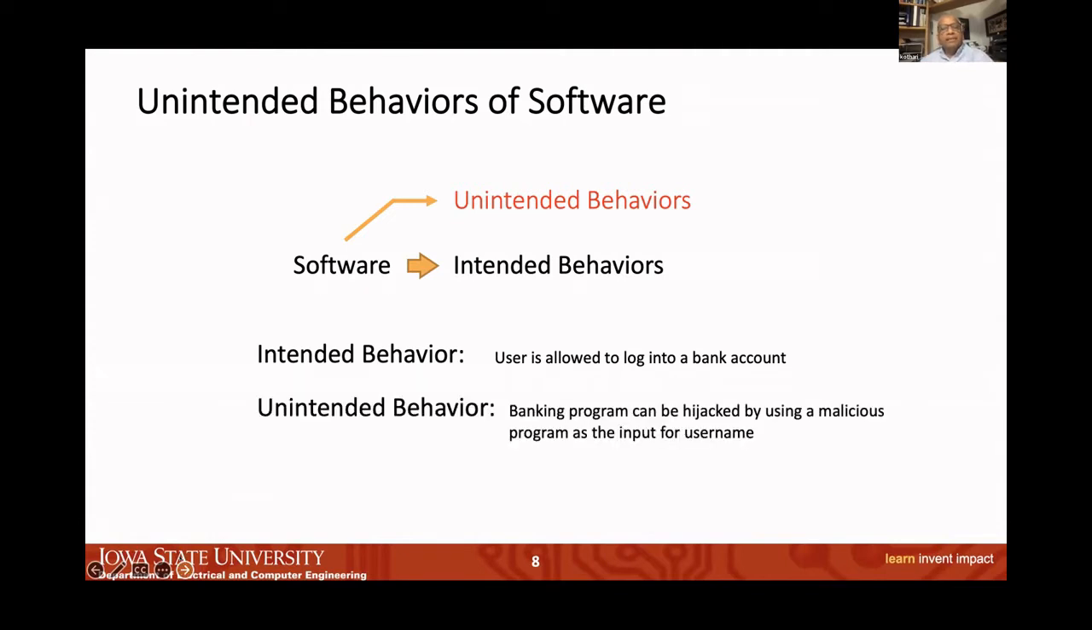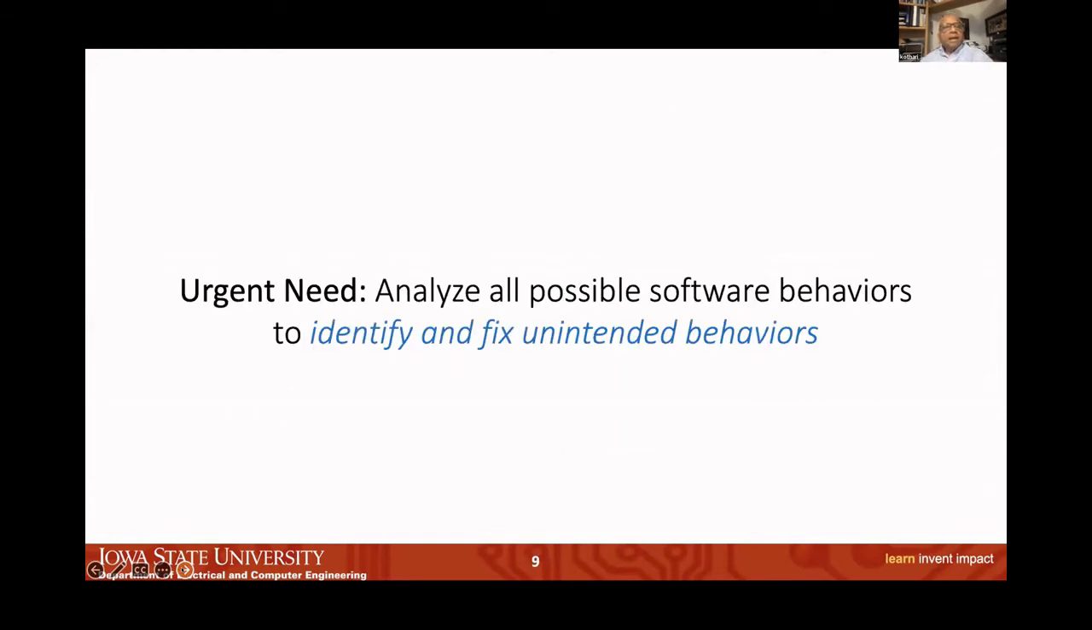And an unintended behavior for the banking software could be this: a malicious user may give a small program as the input for the account ID, and the account ID field may not be big enough to hold that program, and something weird happens, and the malicious attacker can hijack the computer. Given the pervasive use of software in all safety critical applications, there is an urgent need to analyze all possible software behaviors and identify and fix unintended behaviors.